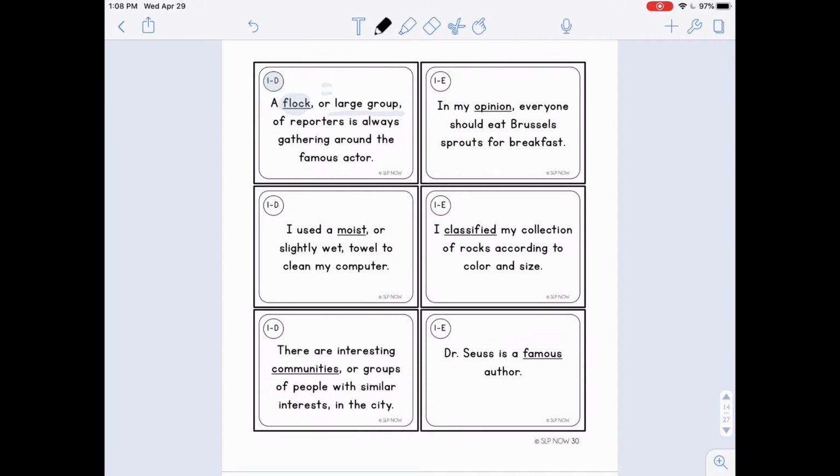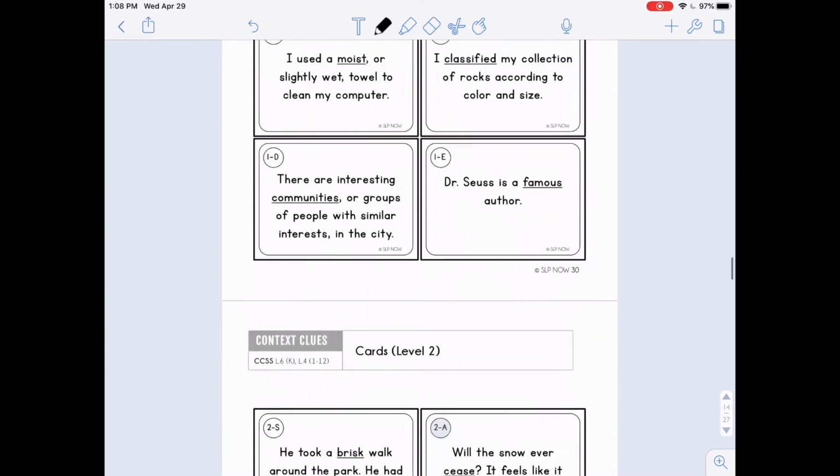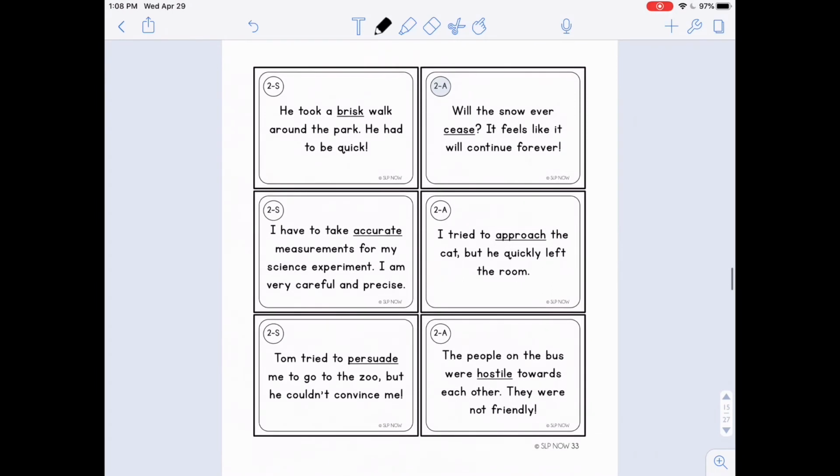Now you can pause, you can practice the other ones on this page, and when you're ready, we'll move on. All right, here's our next one.